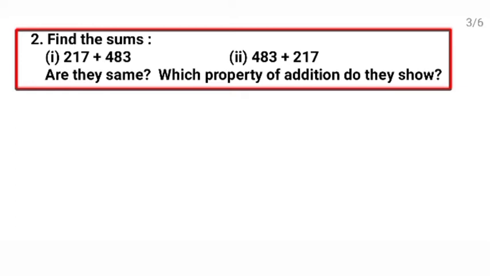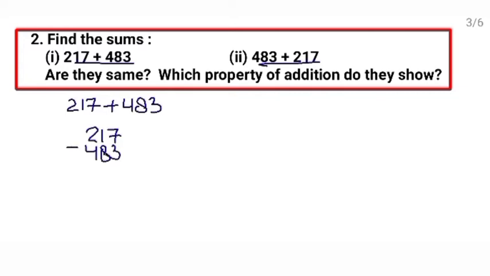Next is find the sums. Firstly we will find the sum of this and this. So find it. 217 plus 483. Add them. 217 plus 483. 7 plus 3 is 10. 8 plus 1, 9, plus 1, 10. 4 plus 2, 6, plus 1, 7. What are you getting? 700.